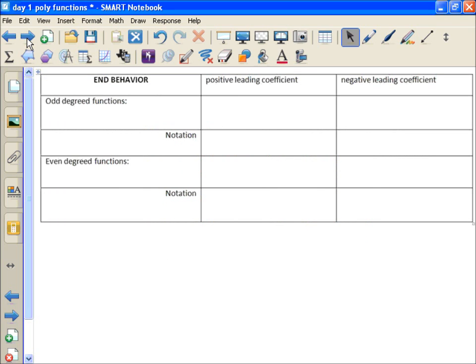Now, once again, we have this chart that was at the bottom of the exploration, so let's go over that. If we have an odd degree function and a positive leading coefficient, just draw a line. It's going to start at the bottom and go to the top. If we have an even degree and a positive leading coefficient, think of the parabola. It's going to be up, up. And when the leading coefficient is negative, everything just flips.